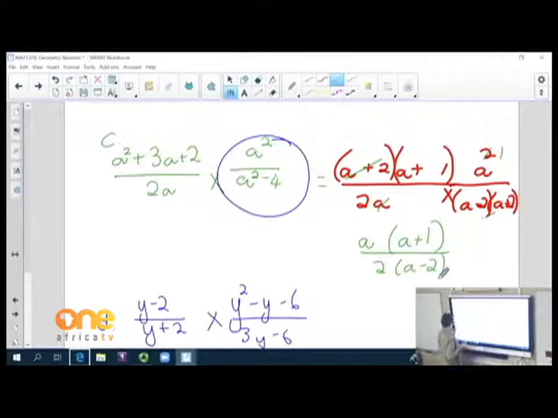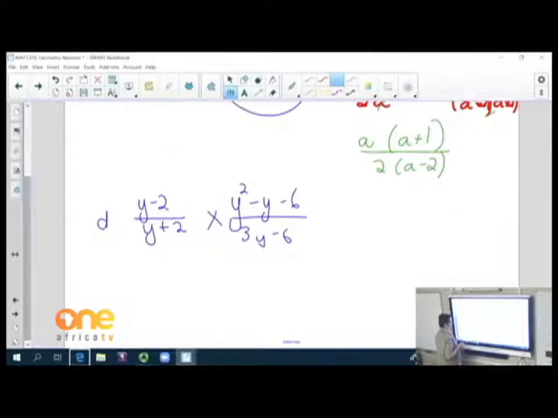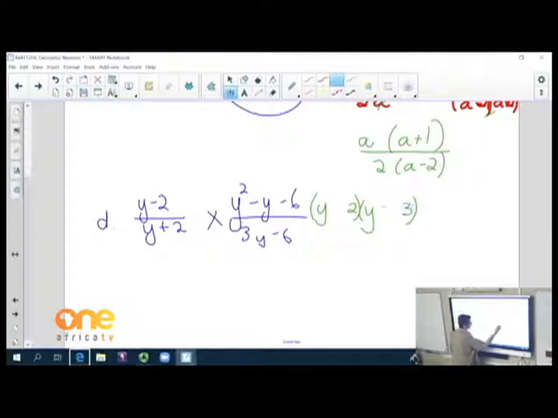Question D. I need to factorize. So this is where I have to factorize. This one is going to be y, and y, factors of 6 are 2 and 3. Signs differ. The biggest combination is negative. So that one is negative and that one is positive. This is over. And this is again the highest common factor of 3, y minus 2.